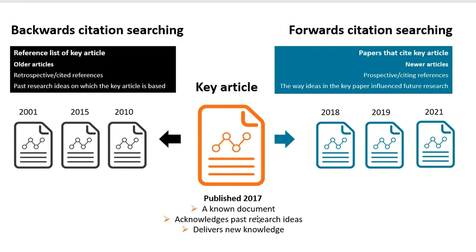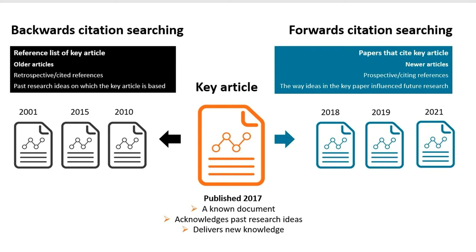Key article: if you require an article, use either backward citation searching or forward citation searching. For the article you take references from, check the reference list of the key article, either earlier or later articles, cited references and past research ideas on which the key article is based. This is article mapping, key mapping.